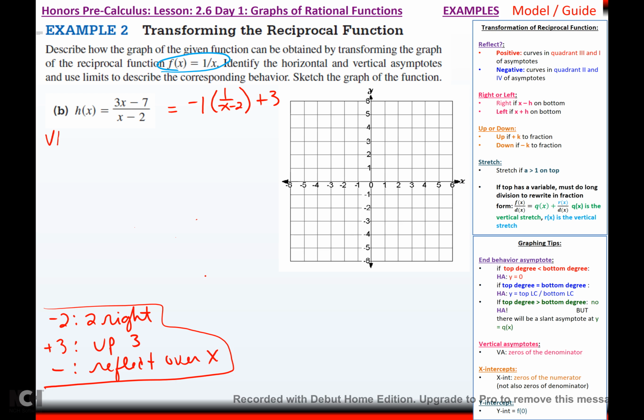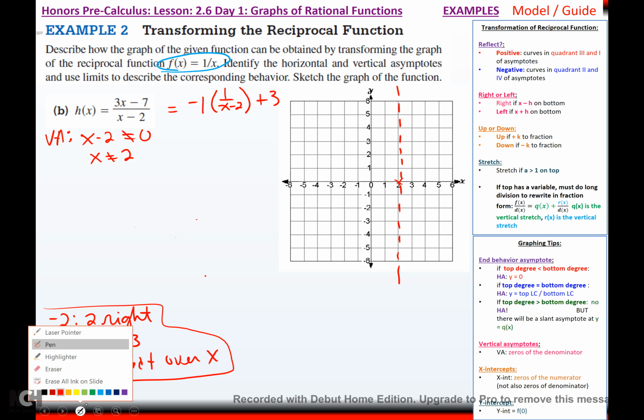To get my vertical asymptote, you say, Mr. Denominator, you can never equal 0, which means x can never equal 2. So there's 2 on the x. Vertical asymptotes run up and down.